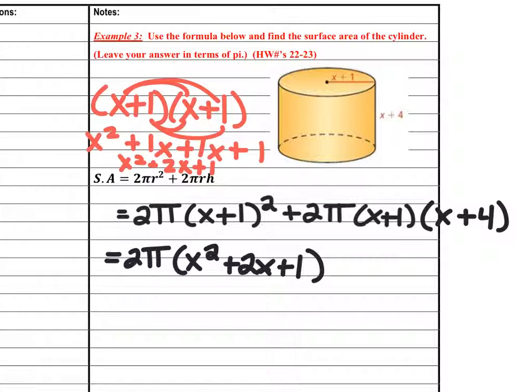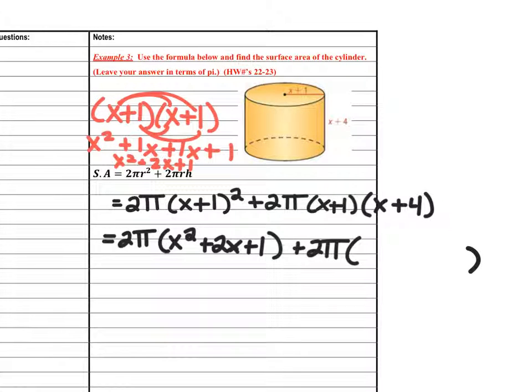What do you suppose we should do on the second term, the 2 pi (x plus 1)(x plus 4)? Yes, we're going to multiply the two binomials. So let's put plus 2 pi, and we know that our answer is going to go in this parentheses here. So multiply, we get x squared plus 4x plus 1x, so I'm going to simplify that right away, plus 4. To every term inside the parentheses, we're just doing regular distribution.